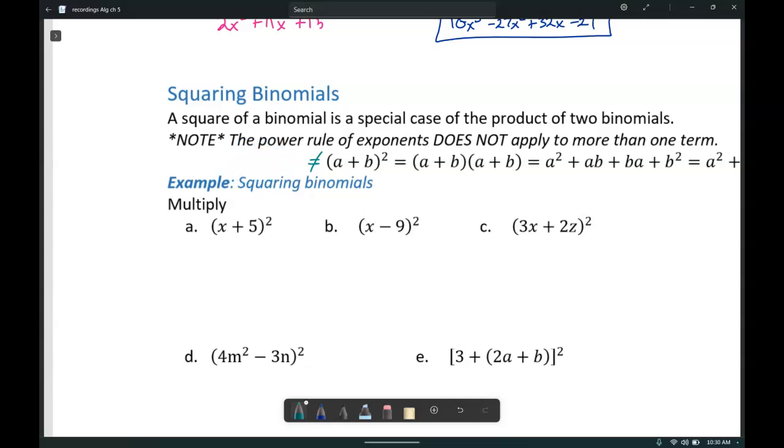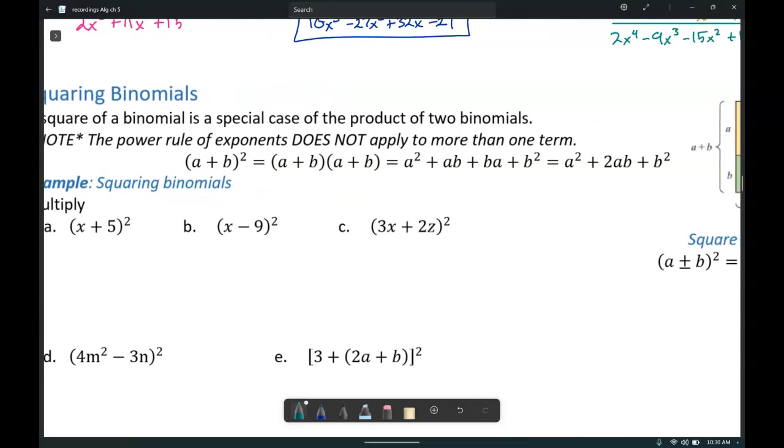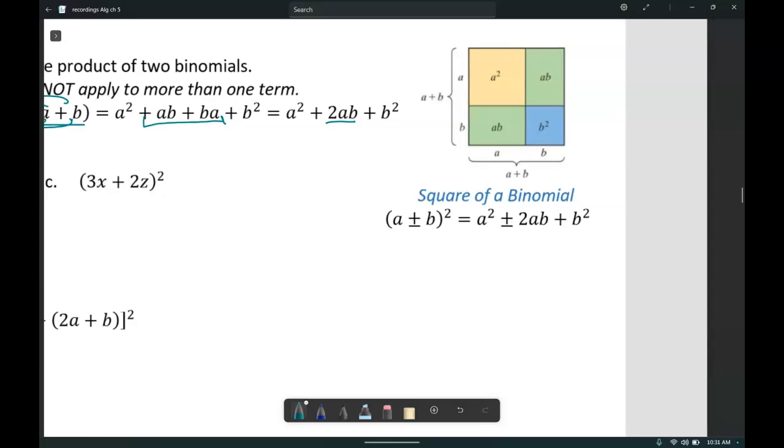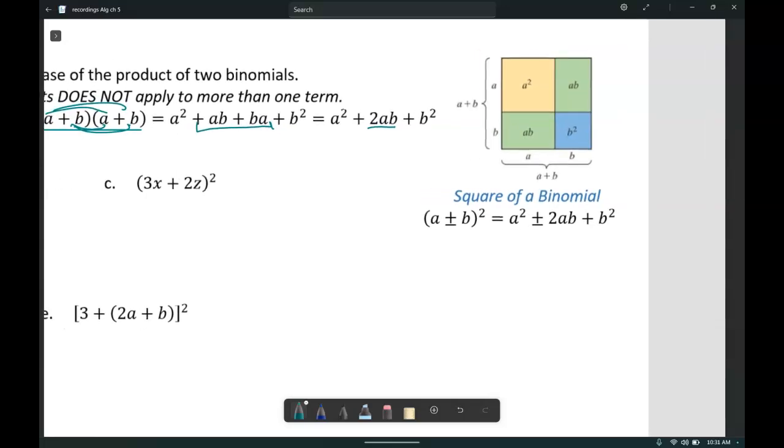Now, recall that when something is being squared, we're multiplying it by itself. And if we apply the distributive property, we see how we end up getting the following terms. But keep in mind, through the commutative property of multiplication, AB and BA are the same term. So when we combine them, we get 2 times a times b. This gives us our pattern that we can use as a formula when we are squaring a binomial.